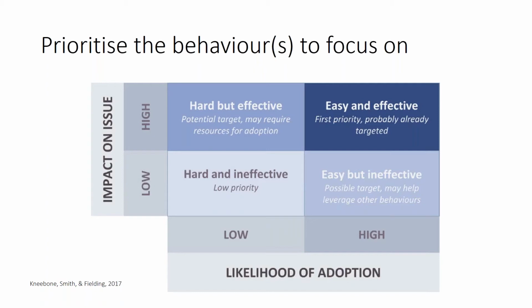behaviours, might be really high impact on the behaviour, but very unlikely to be adopted. So these would require perhaps some kind of incentive to encourage this behaviour to happen. On the right-hand side, the easy and effective box, these are your low-hanging fruit. So any behaviours that are likely to have a very big impact on the issue and are also very likely to be adopted are where you would want to start. The two bottom boxes in the low impact on the issue would probably not be the place that you would actually target, at least not in the first instance.